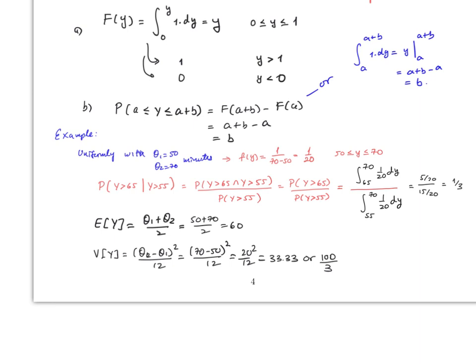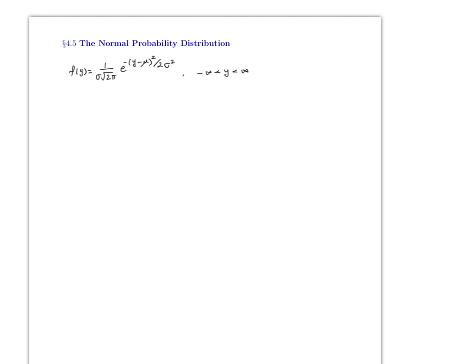The last one we're going to do is one of the most, if not the most, important ones. It will be the first time we try it, and that's the normal distribution. So that will be the last section we'll do. All right, so the last section that we'll be covering is section 4.5. We're going to talk about the normal probability distribution.